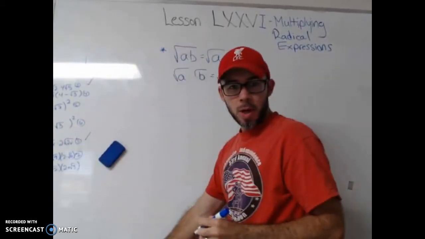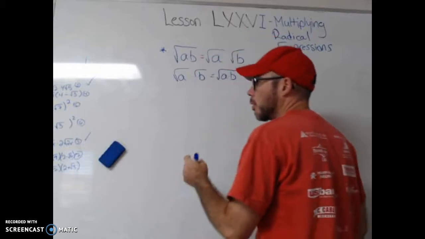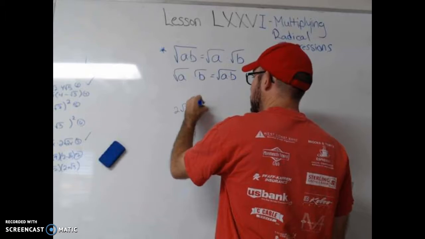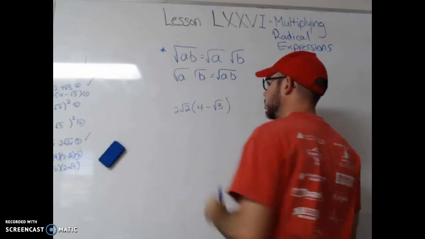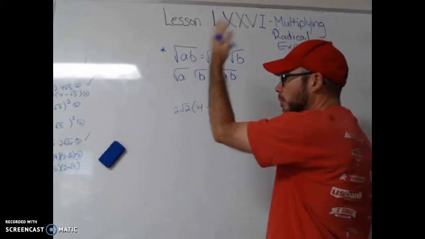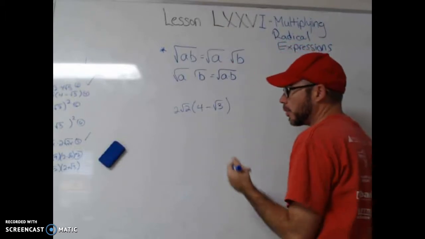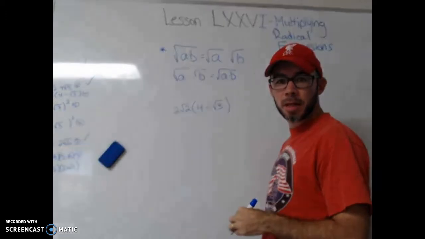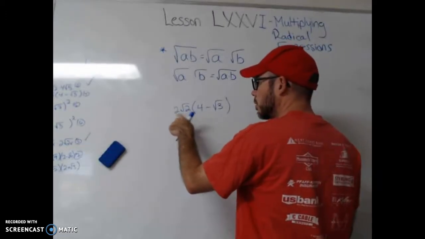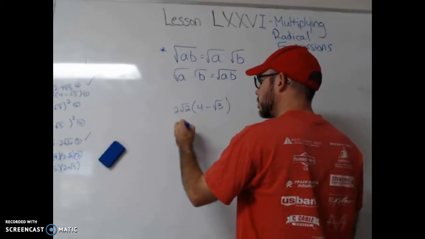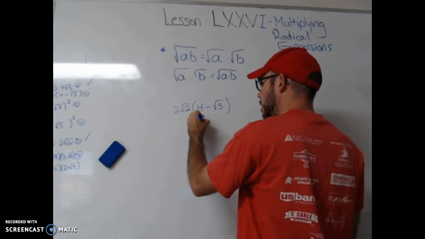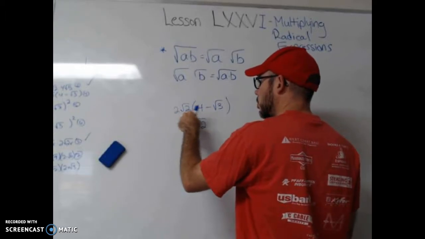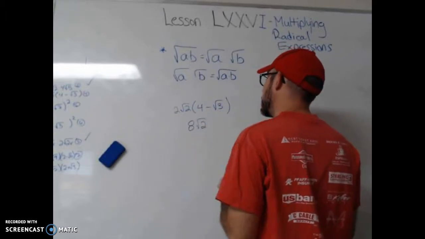Fourth example. Here we go. Distributive property. We're just using other stuff we've already done, except we're putting square roots in there, seeing if we can do anything else with it. This has to be multiplied by both of those things inside the parentheses, so let's do that. 2 root 2 times 4. Well, 2 times 4 is 8, and we got root 2, which we can't do anything with, and 2 square root 2 times negative square root of 3.